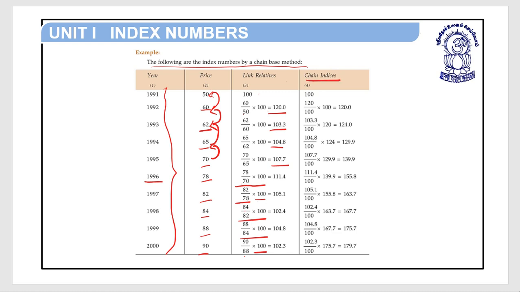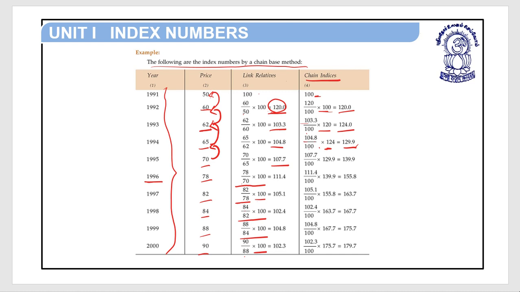Now chain indices: 100 is the start, take 1991 as 100. So 1992 is 120 by 100 into 100 is equal to 120. Now for 103.3, take 103.3 divided by 100 into 120 is equal to 124. 104.8 divided by 100 into 124 is equal to 129.9. This is the chain rule.